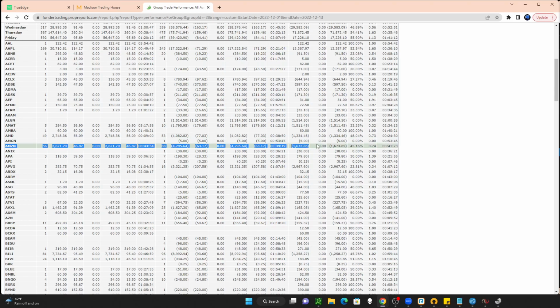Amazon is not. Amazon, low win percentage, low reward to win to loss. Not a good look. Same thing for AMD, not a stock that's going so well, right?